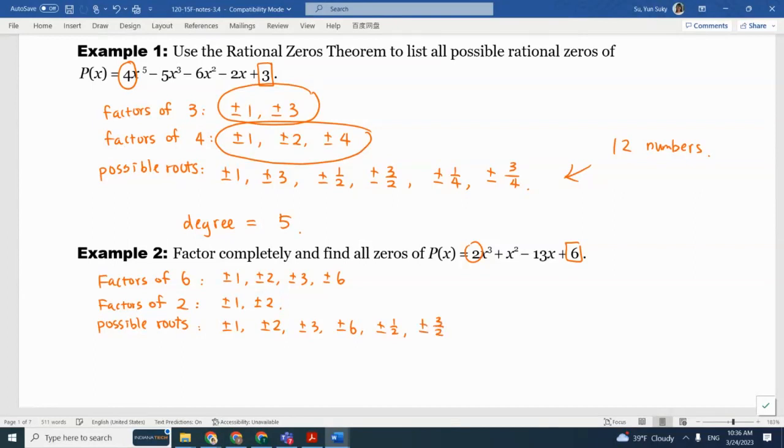Plus or minus 3 halves. And then plus or minus 6 over plus or minus 2 is? Which we already have. Okay, everybody? So sometimes if you get something we already have, then you don't need to write it down again. Okay, everybody? How many possible roots are there? 12. What's the degree? 3. So at most 3 of them are the roots of the polynomial. The degree is the highest power.